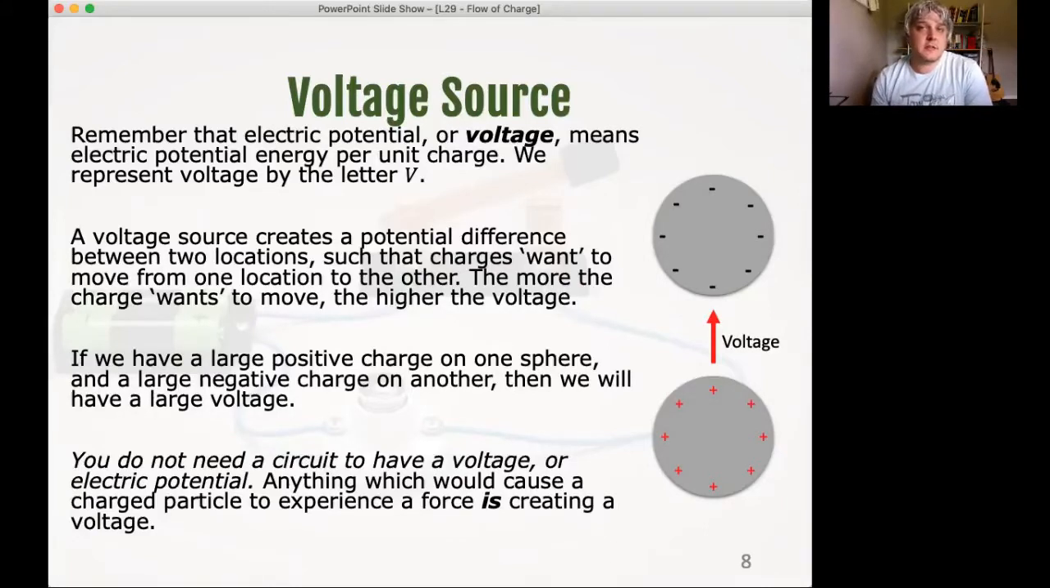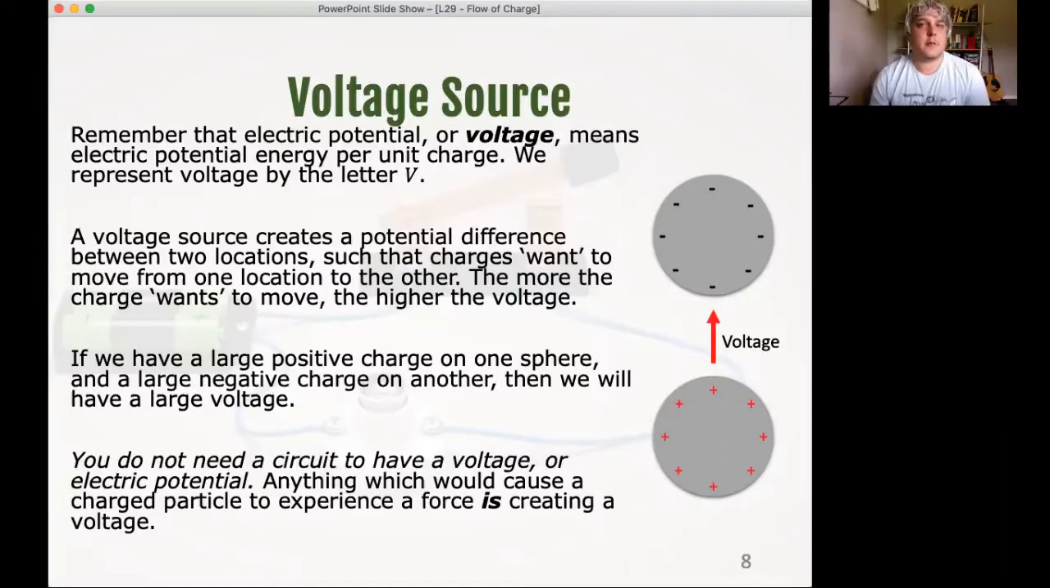Remember that an electric potential is just the energy, the electric potential energy per unit charge. So just like we've talked about with the capacitor or these spheres here, if you go and shove a whole bunch of electrons onto one sphere, you've created a whole bunch of electric potential energy. You've used your work pushing the electrons onto the sphere to store that energy as electric potential energy. So you have a voltage. You don't need a circuit. Remember that voltage or electric potential is just a measure of the electric potential energy stored in that object, right? So you do not need a circuit to have a voltage.